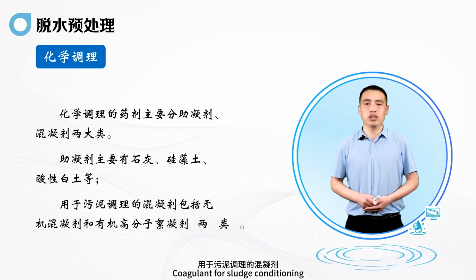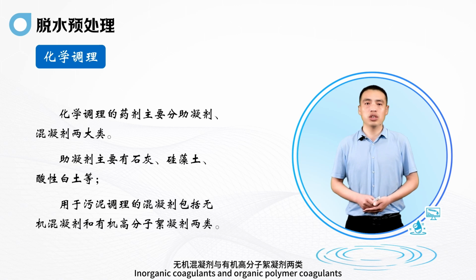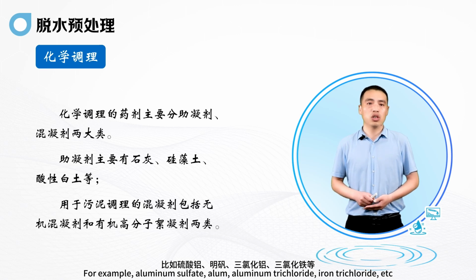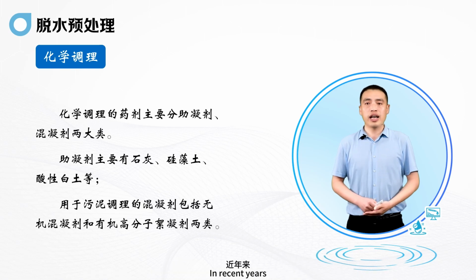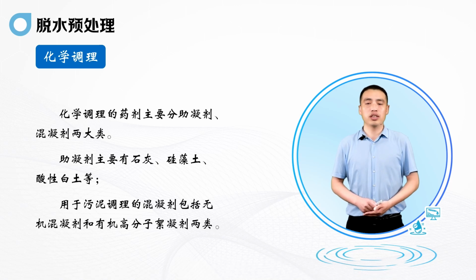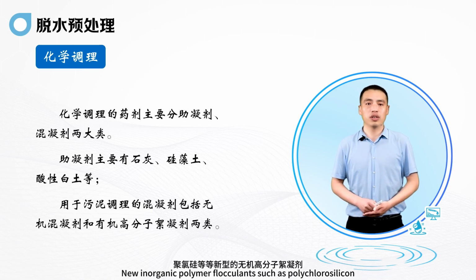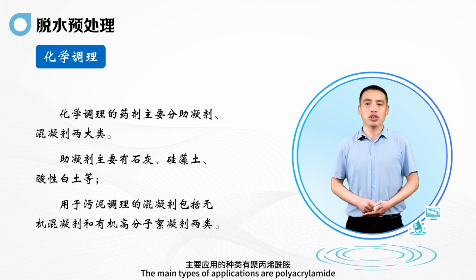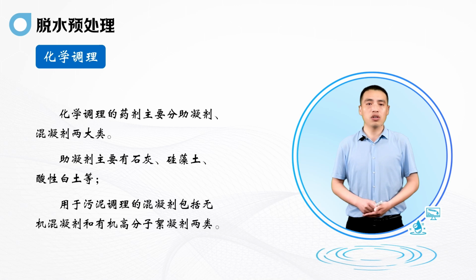Coagulants for sludge conditioning include inorganic coagulants and organic polymer coagulants. Commonly used inorganic coagulants include aluminum and iron series, for example, aluminum sulfate, alum, aluminum trichloride, iron trichloride, etc. In recent years, people have also been researching and developing new inorganic polymer flocculants such as polyaluminum chloride and polychlorosilicon. So what about organic polymer flocculants? There are synthetic polymer flocculants and natural polymer flocculants. The main type in application is polyacrylamide.